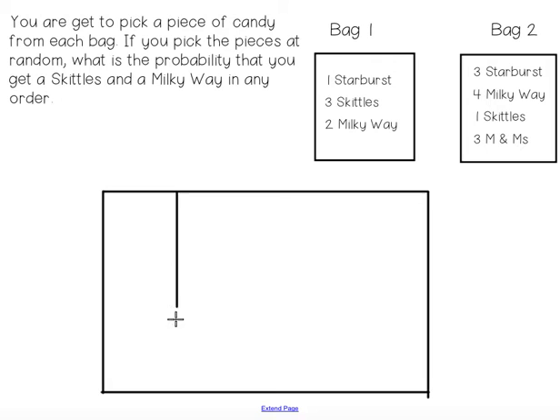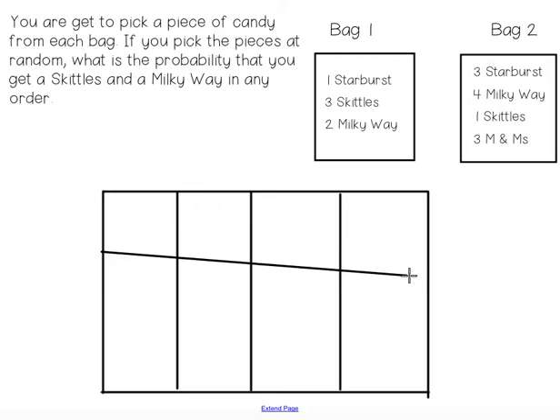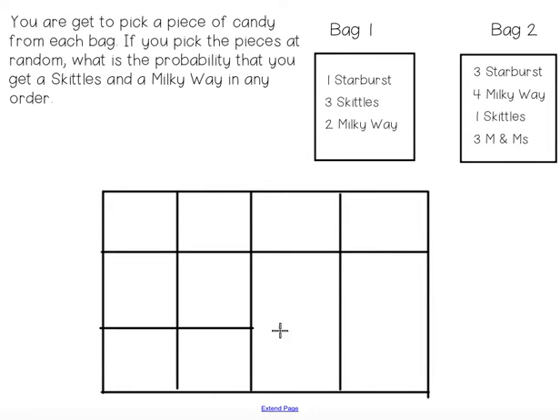And since I made it more of a long rectangle, I'm going to put bag 2 on the top, and it doesn't actually matter which order you put it in. So bag 2 is going to go along the top, and bag 1 will go along the bottom. Okay, so bag 1 will represent Starburst with ST, Skittles with SK, and Milky Way will be M. So we have Starburst, we have Skittles, and we have Milky Way.